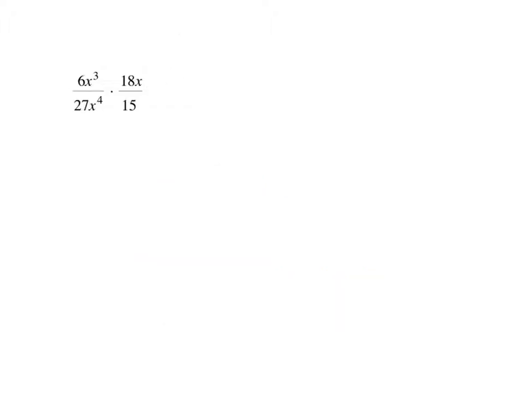I want to look at one that isn't quite like that, because I actually find these ones are easier, but I find students are like, man, I have no idea what to do with this one because there's no factoring. So here, on this one, 6x cubed over 27x to the 4 times 18x over 15. There's no factoring. I can tell there's no factoring because everything's just one term there. You can't factor something when there's only one term.